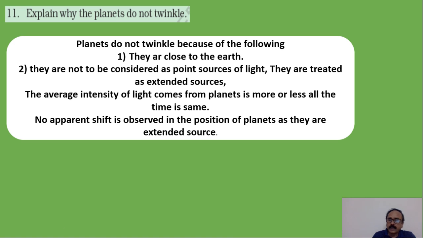Now, the average intensity in the case of a star is completely varied. Sometimes we get brighter light with larger intensity, and sometimes we get light with lower intensity. The average intensity of light that comes from the planets is more or less the same all the time, and there is no apparent shift as it is an extended object. So the planets will not twinkle.